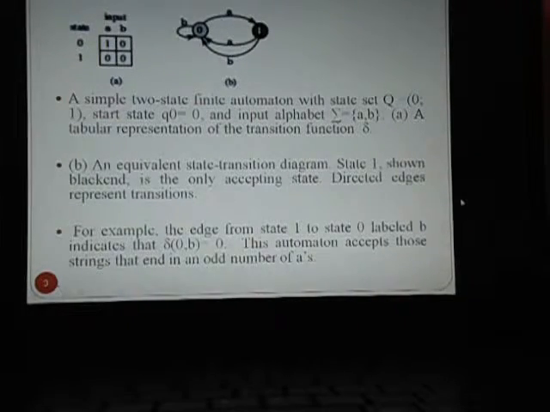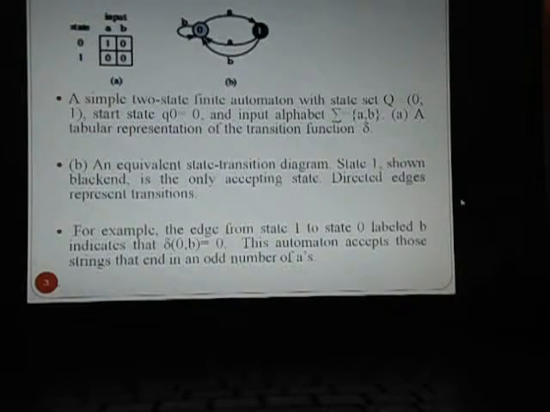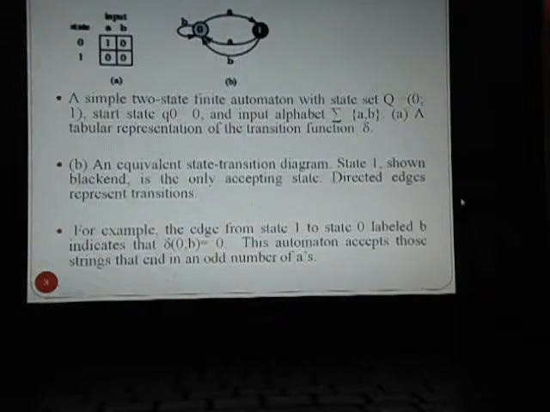This is a simple two-state finite automaton with the state set Q equal to {0, 1}, starting state q0 equal to 0, and input alphabet Σ equal to {a, b}. Figure (a) shows the tabular representation of the transition function δ, whereas figure (b) shows an equivalent state transition diagram, where state 1 is the only accepting state. Directed edges represent the transitions. For example, the edge from state 1 to state 0 labeled b indicates that δ of (0, b) equals 0, that is, it stays in the initial state 0.